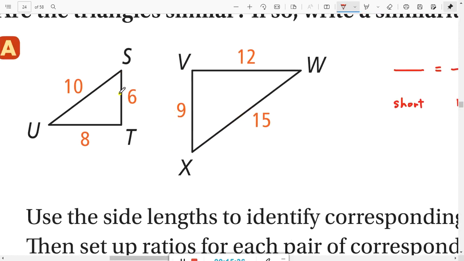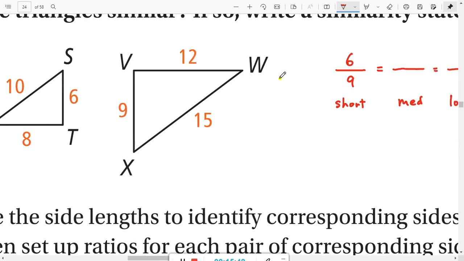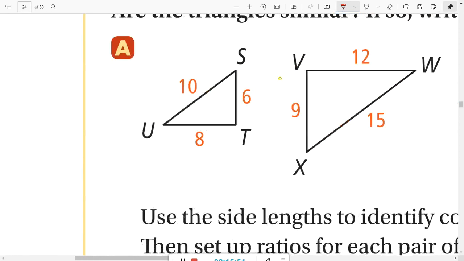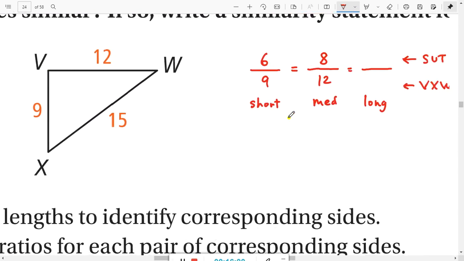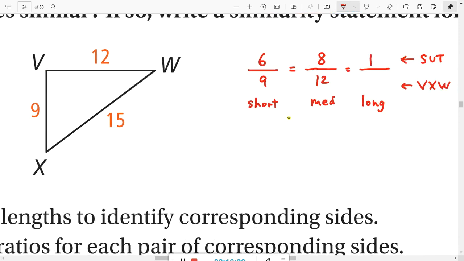Short sides, we have 6 and 9. So for the short, I'm going to put a 6 over 9. All right. For the medium sides, we have 8 and 12. So for the medium fraction, 8 over 12. Okay. And then finally, for the long sides, we have 10 and 15. So I'm going to put 10 over 15.